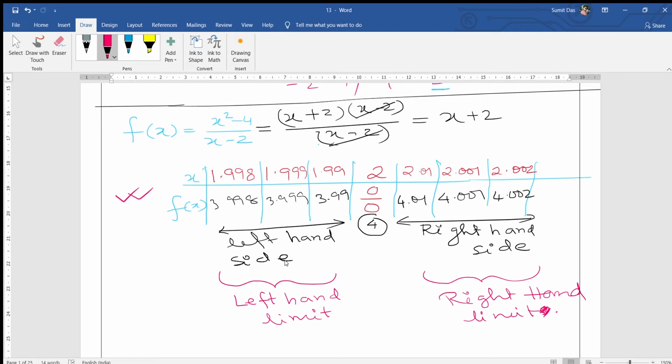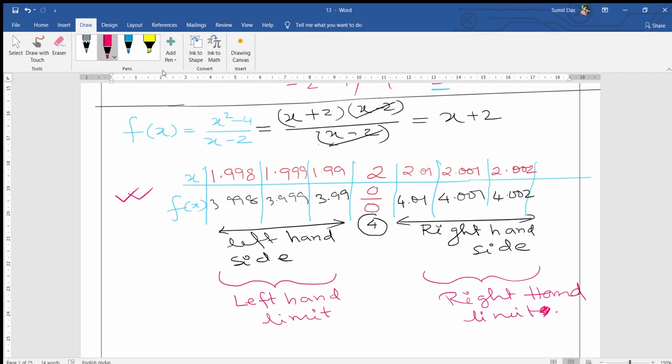I'll explain this one. So you can see here we have to find the value of f(x), right? In this function, if we put x equal to 2, we'll get 0 by 0 form. It is called indeterminate form. So what we have to do is put different values to find the value of this.